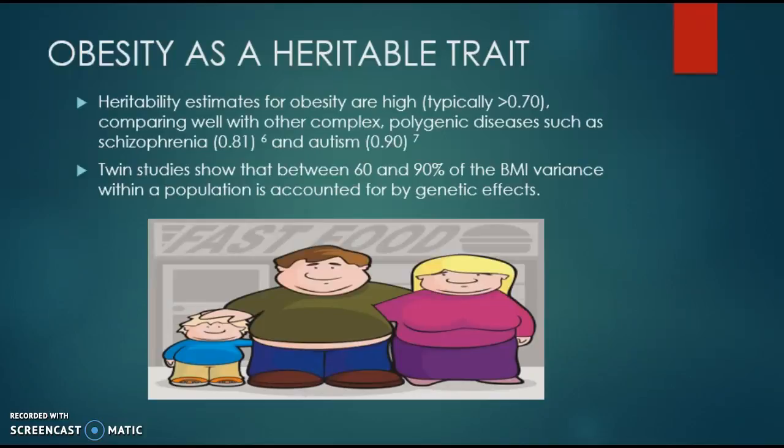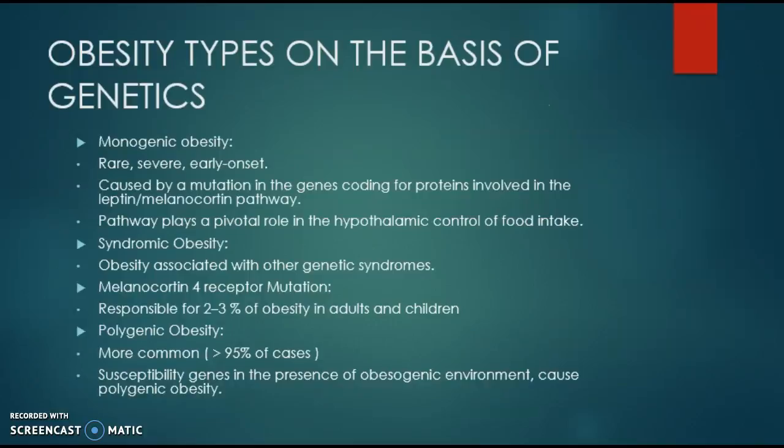Heritability estimates for obesity are high, typically more than 0.70, comparing well with other complex polygenic diseases such as schizophrenia, 0.81, and autism, 0.90. Twin studies show that between 60 and 90% of the BMI variance within a population is accounted for by genetic effects.